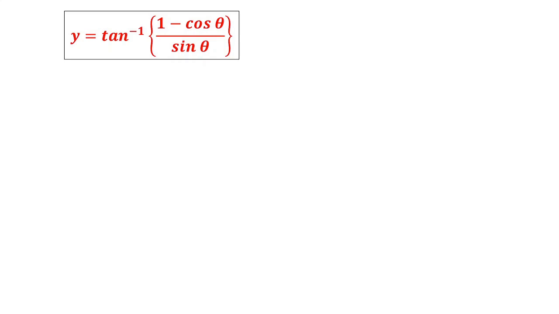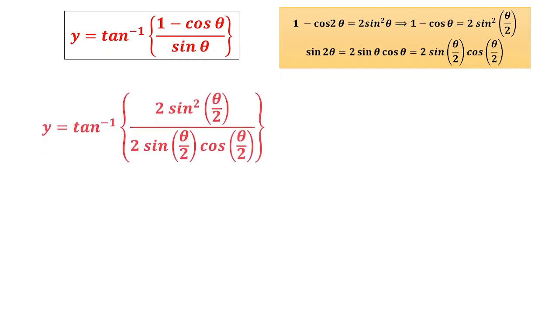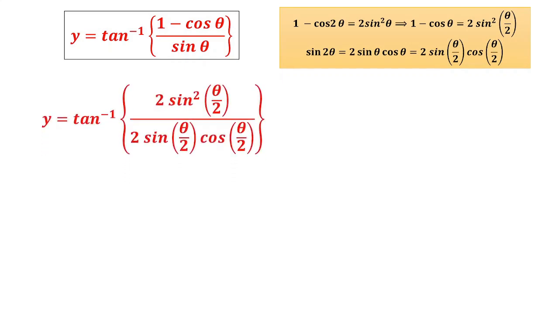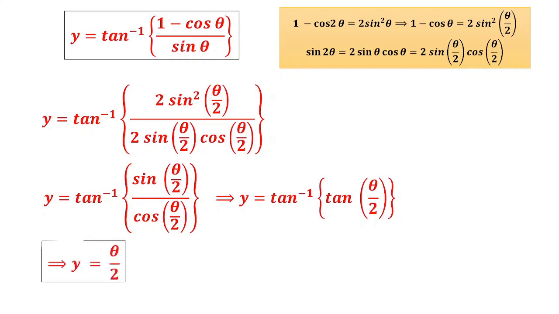Once again, we have to make use of the formula of multiple angles and submultiple angles which is studied in lower class. 1 minus cos 2 theta is 2 sin square. Therefore, 1 minus cos theta is 2 sin square theta by 2. Sin 2 theta is 2 sin theta cos theta. Therefore, denominator sin theta is to be written as 2 sin theta by 2 cos theta by 2. Well, therefore, tan inverse, you are making use of it. 2 sin square theta by 2 by 2 sin theta by 2 cos theta by 2. Sin theta by 2 by cos theta by 2 is tan theta by 2. Therefore, you are getting theta by 2.